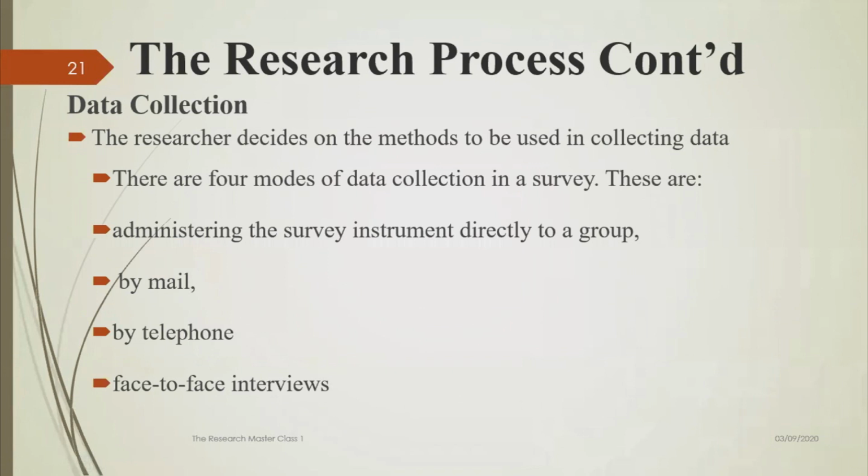And then when we look at data collection, there are four main ways in which we can collect our data, especially if it's in a survey. You can either use mail: you can send your questionnaire, sometimes even an interview schedule, through mail. You can conduct your interview on phone. You can have face-to-face interviews, and you can even administer your instrument directly to a group. So let's say you go to a lecture hall or to an office and your respondents are there. You can easily administer your instruments to them. So those are the data collection methods, and we'll look at that in detail as well.